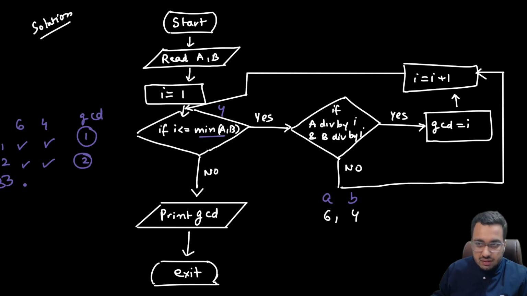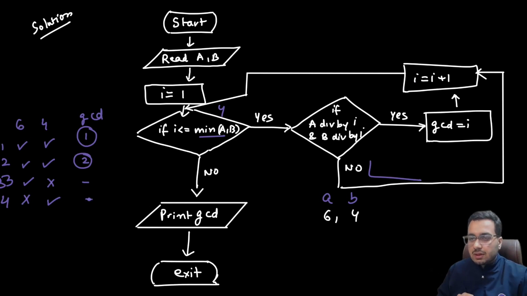We go to 3, the next number. Is 6 divisible by 3? Yes. Is 4 divisible? No. So we do not update our GCD. We simply take this route and go to the next number. We go to 4. Is 6 divisible by 4? No. Is 4 divisible by 4? Yes. So we don't update our GCD. So GCD remains the same, that is 2.